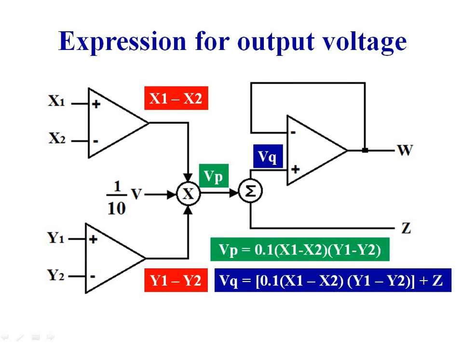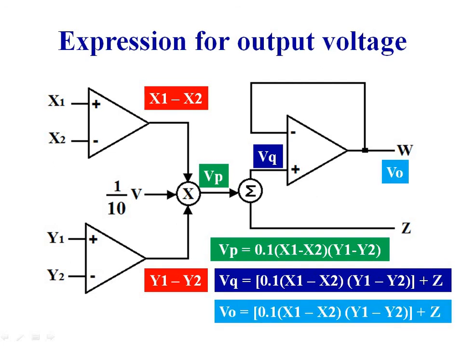Output of the summing amplifier is Vq is equal to 0.1 into (X1 minus X2) into (Y1 minus Y2) plus Z, where Z is the external input. Output V0 is equal to 0.1 into (X1 minus X2) into (Y1 minus Y2) plus Z.